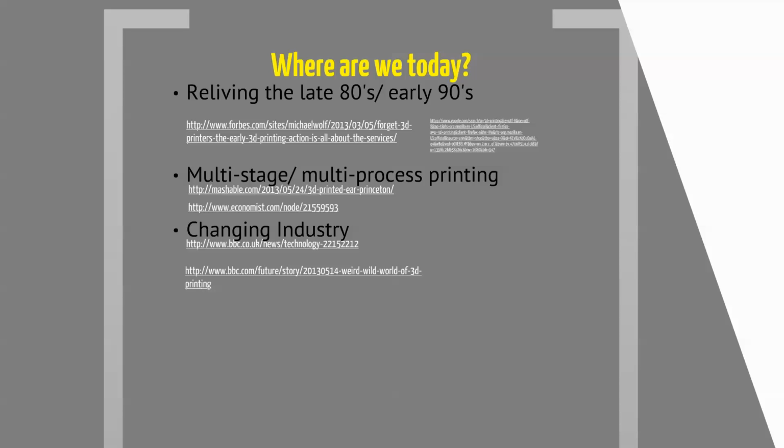Right now, we're also doing multi-stage, multi-process printing. Now, what does that mean? That means that we're printing things like the electronic ear that Princeton just printed out, which was an ear that also has all the electronics and all the actual working mechanisms within that 3D printed ear. So you're looking at multiple materials all in one print. You're looking at electronics being incorporated in that print.